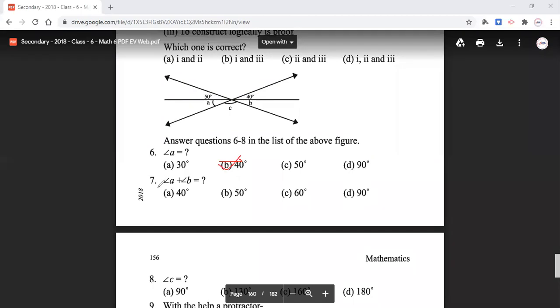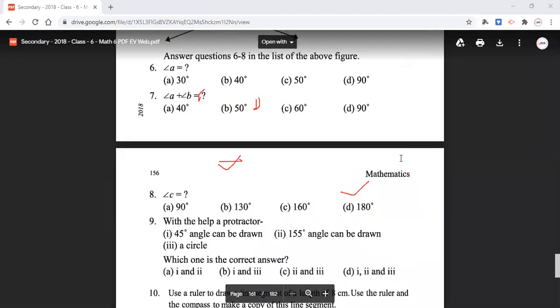Now 7. A plus B equals 90 degrees. And these angles are vertically opposite to each other. So B is 50 and A is 40. So A plus B is 90. Good. Very good. Okay, very easy.